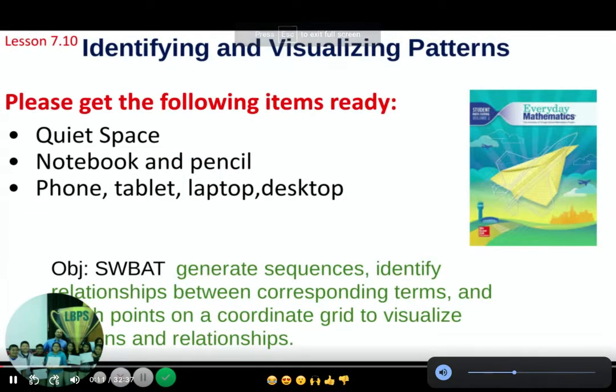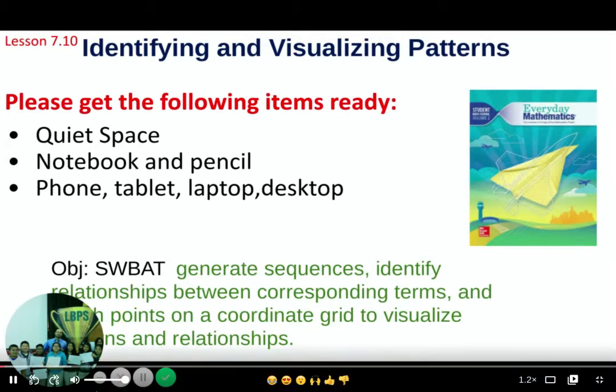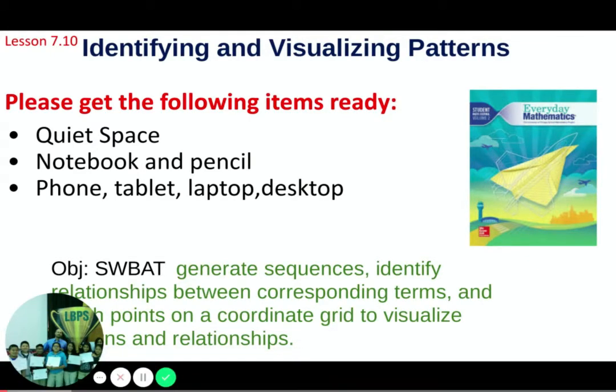Visualizing patterns. Before you start the lesson, make sure you find a quiet place, a notebook and a pencil that you can work and do problems. Also, make sure that on your browser you have an extra tab open and you're logged into your ConnectEd account so that you can follow along as this lesson moves forward and do the activities on the ConnectEd platform.